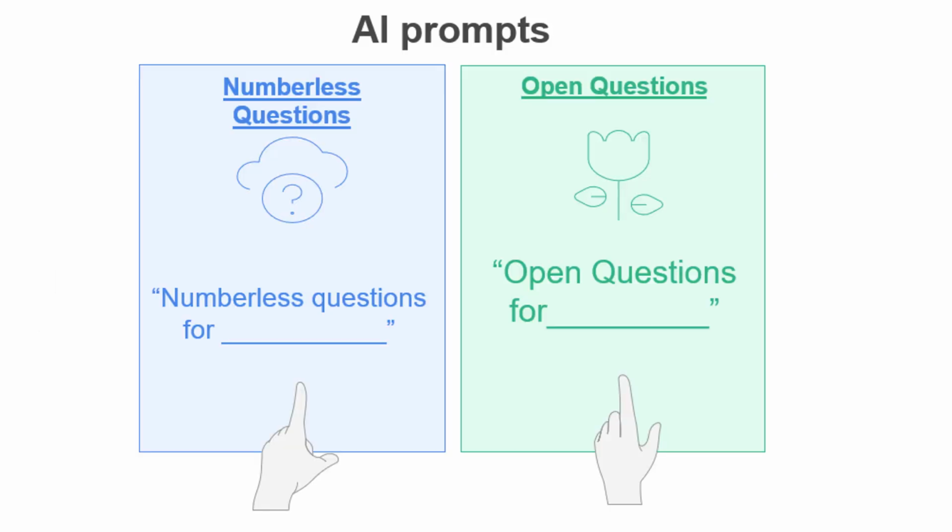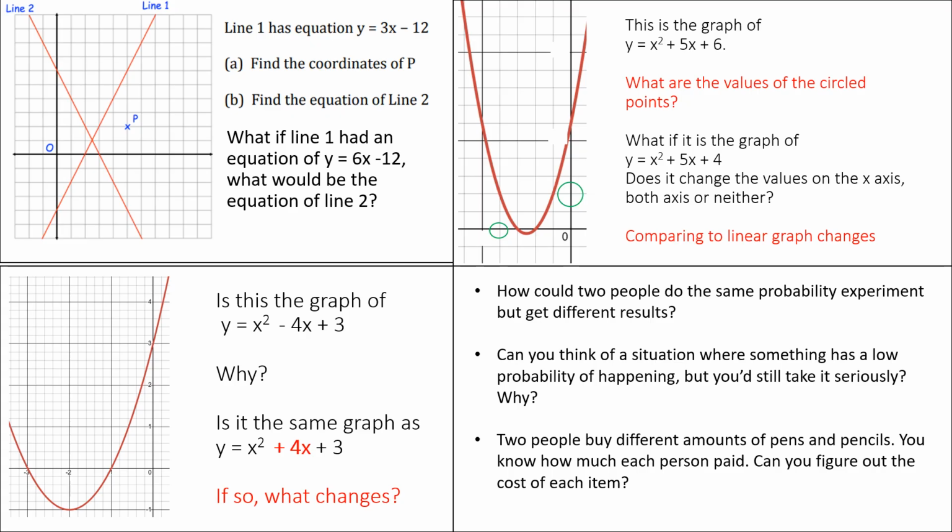We can generate a lot of open-ended and numberless questions using AI. Here is a basic prompt for either. You just type this in for the topic you are looking for and search for your question. The question at the bottom can be adapted. For example, you can change the y-intercept and ask them what effect that would have on the values of p and the equation of line 2.